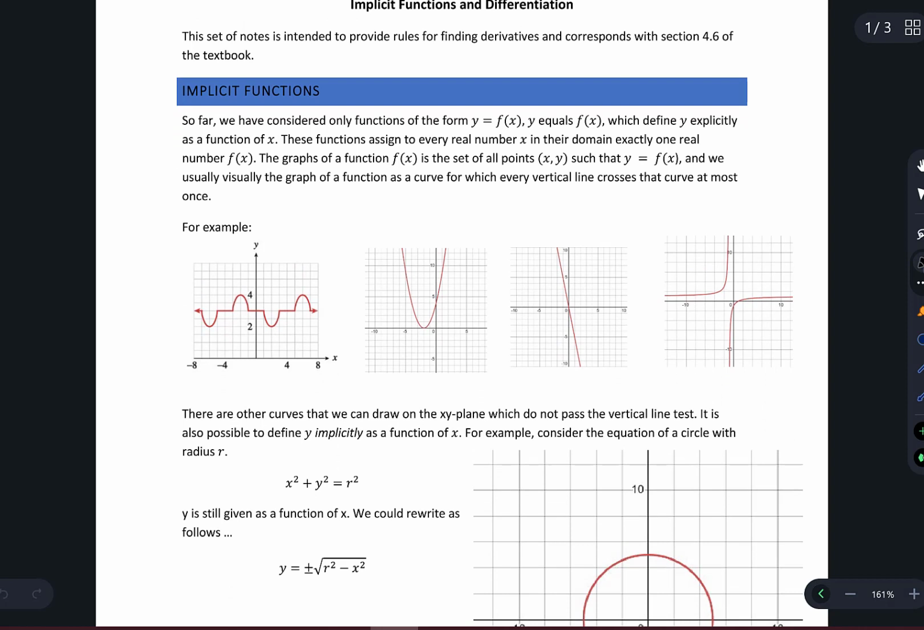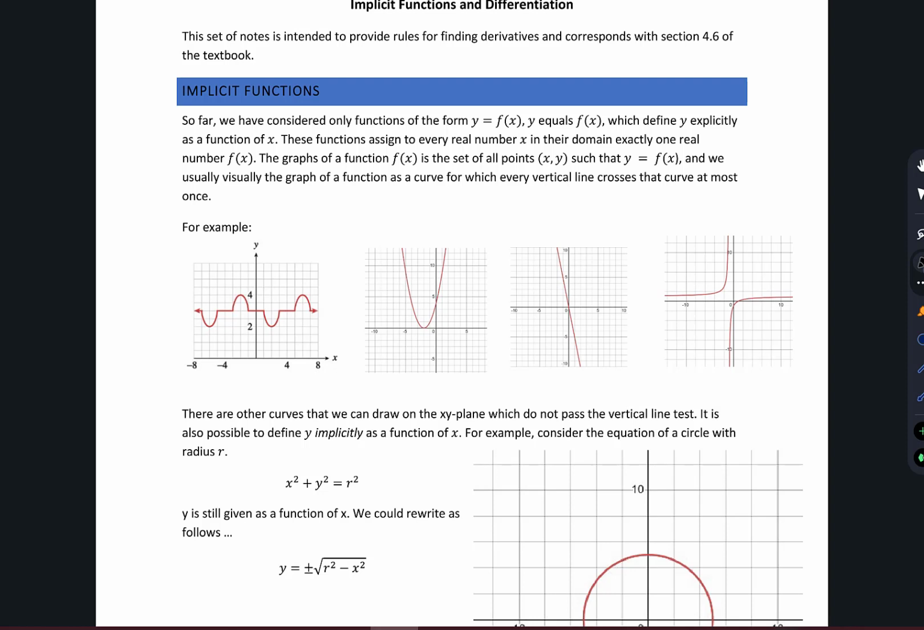So far, up to this point, we've only considered functions of the form y equals f of x, which defines y explicitly as a function of x. And so this function assigns to every real number x in the domain exactly one real number. The graph of these functions is the set of all points (x, y) such that y is equal to f of x. And we usually visualize the graph as a curve for which a vertical line crosses the curve at most one time.